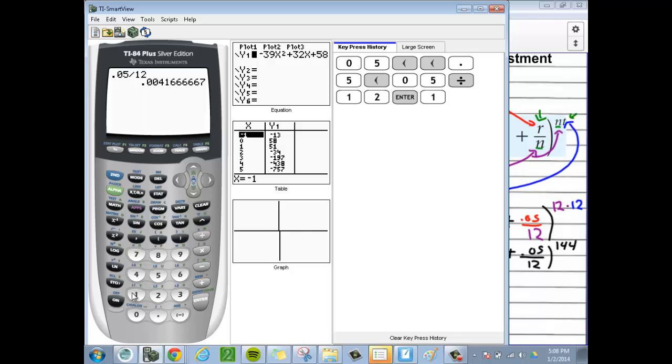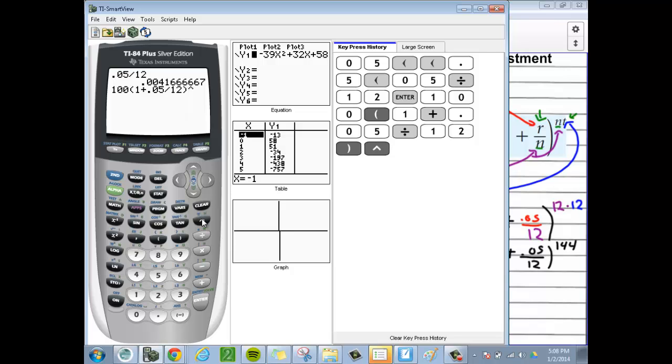Okay? So we have 100, right? And then we times that by 1 plus 0.05 divided by 12. And that's all raised to the 144 power. 144. There we go. And let's just push enter. Let's see what we get. Holy cow. So, in 12 years, if this is compounded monthly, if I put $100 away, in 12 years, this could be $181.